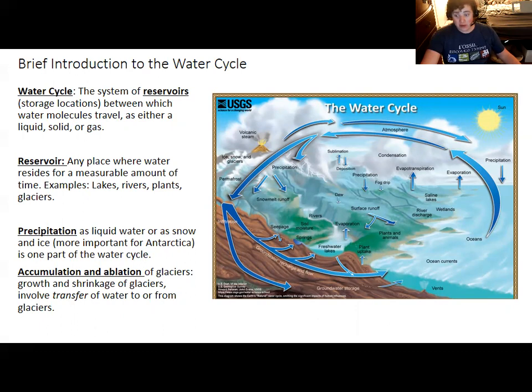When the glaciers get smaller, through either melting or calving, which means when they break up into smaller pieces, or sublimating, they are said to be ablating. And both processes, accumulation and ablation, involve the transfer of water. Accumulation involves the transfer of water to glaciers, and ablation involves the transfer of water from glaciers, ultimately to the oceans.